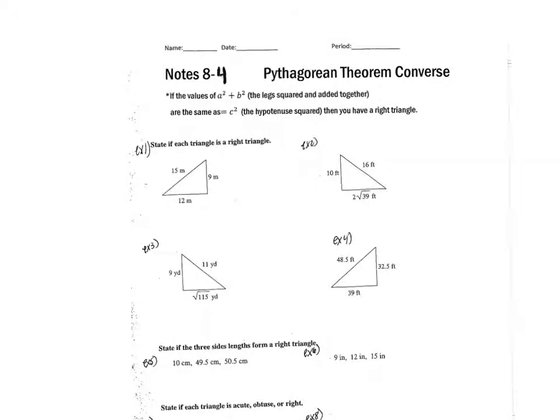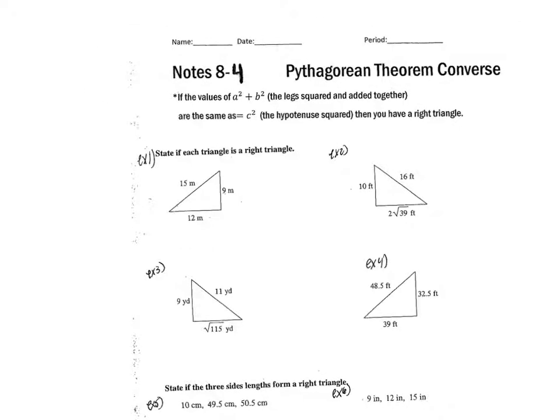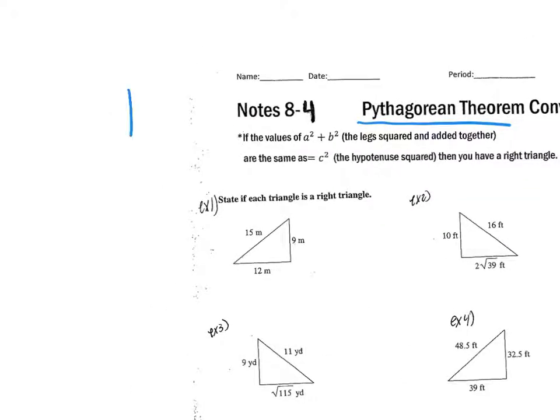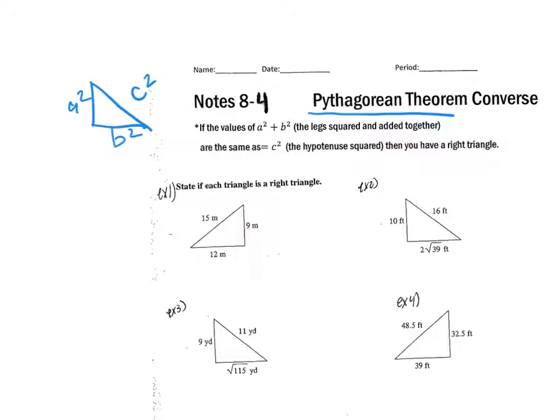Okay, 8-4 Pythagorean Theorem Converse. So what this means is sometimes you'll get questions and they'll give you all three lengths of a right triangle, because remember, the Pythagorean Theorem says that a squared plus b squared is going to equal c squared, the hypotenuse squared. So sometimes they'll give you three numbers and you'll have to decide if it's a right triangle or not.